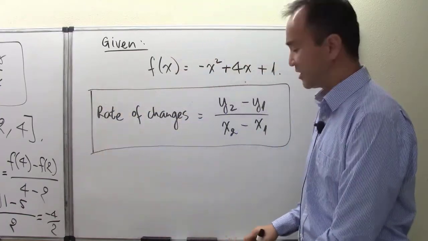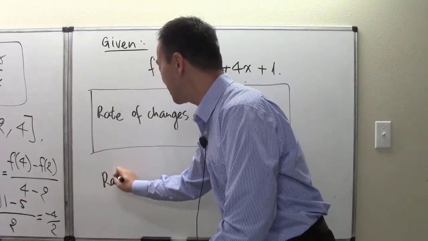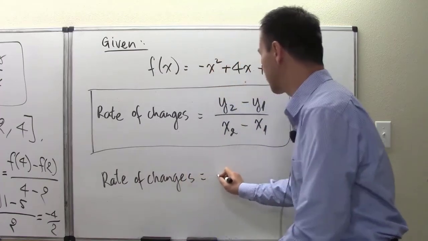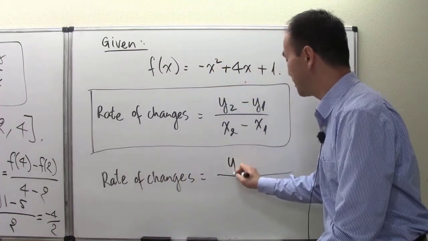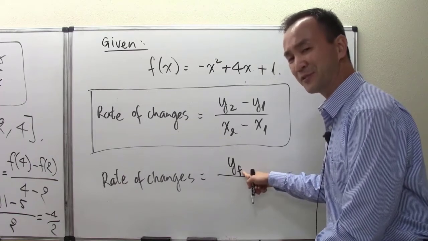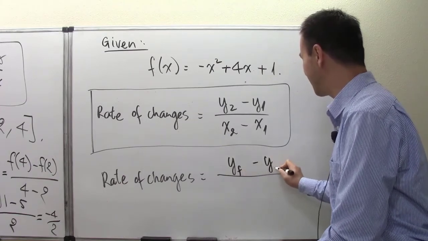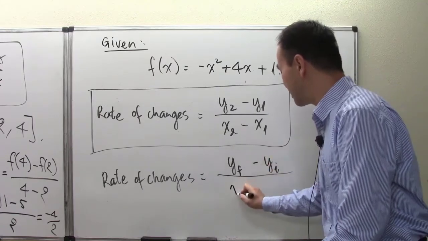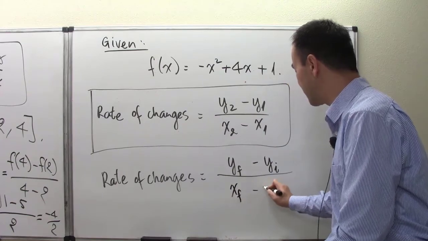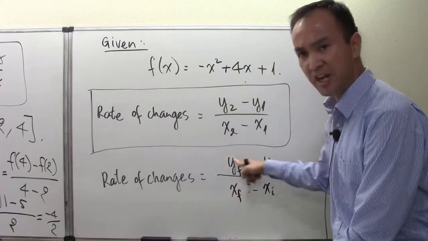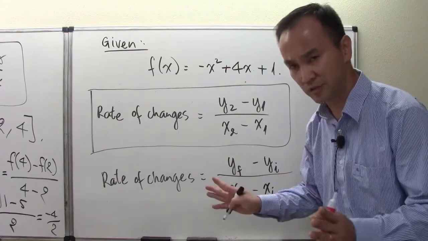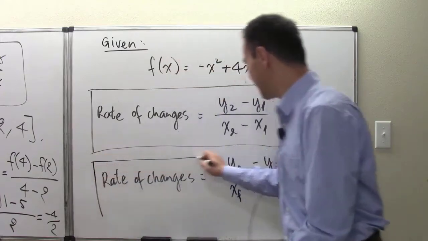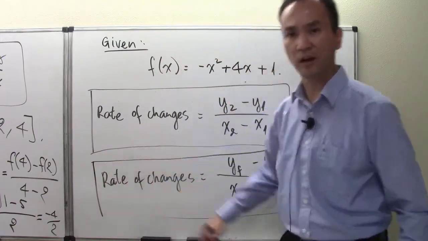Some textbook authors write their formula as follows. Rate of change equals y final, where the subscript f stands for final, minus y initial, where the subscript i is short for initial, divided by x final minus x initial. You see this kind of rate of change formula a lot if any of you are taking a physics course concurrently, but in math courses, you see the earlier formula a lot more often.